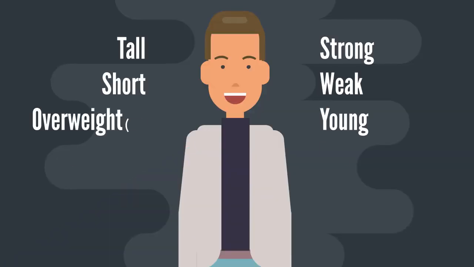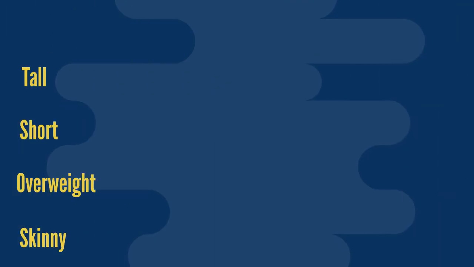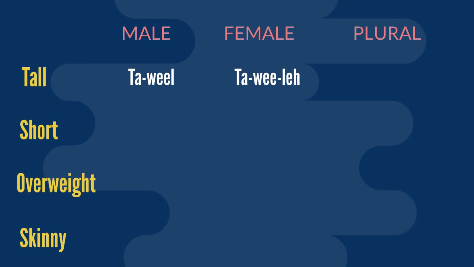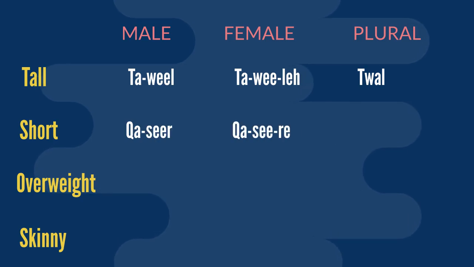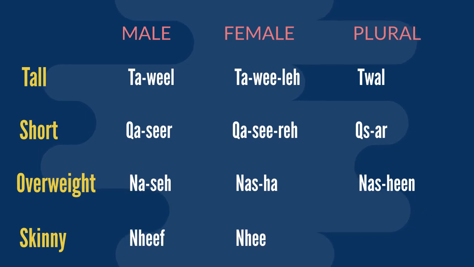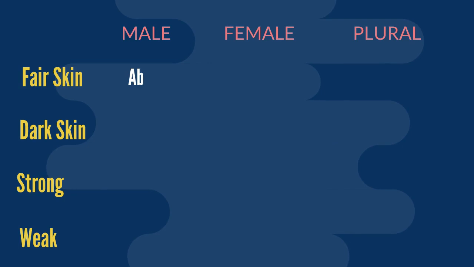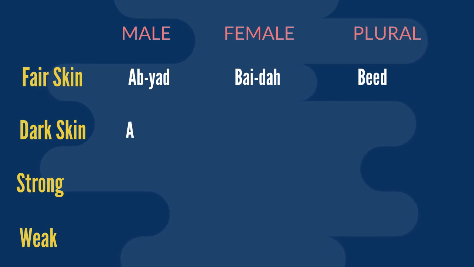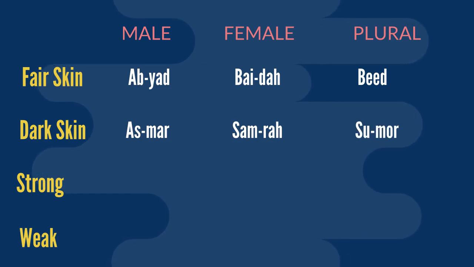It's time to review. يلا. Tall, طويل, طويلة, طوال. Short, قصير, قصيرة, قصار. Overweight. ناصح. ناصحة. ناصحين. Skinny. نحيف. نحيفة. نحاف. Fair skin. أبيض. بيضة. بيض. Dark skin. أسمر. سمرة. سمر. Strong. قوي. قوية.